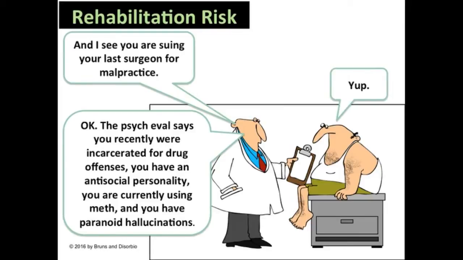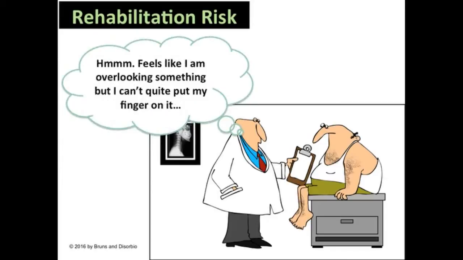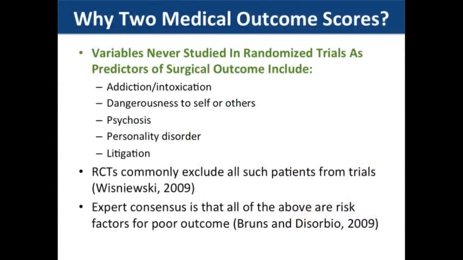Dr. Cutter says, that's great. Using the Den-Boer criteria, you have 0 risk factors. But he also wonders, geez, am I overlooking something? So the problem with the Den-Boer risk factors is that all these things like antisocial personality, drug offenses, intoxicated on meth, none of those factors have been studied in randomized controlled trials, and you can see why.